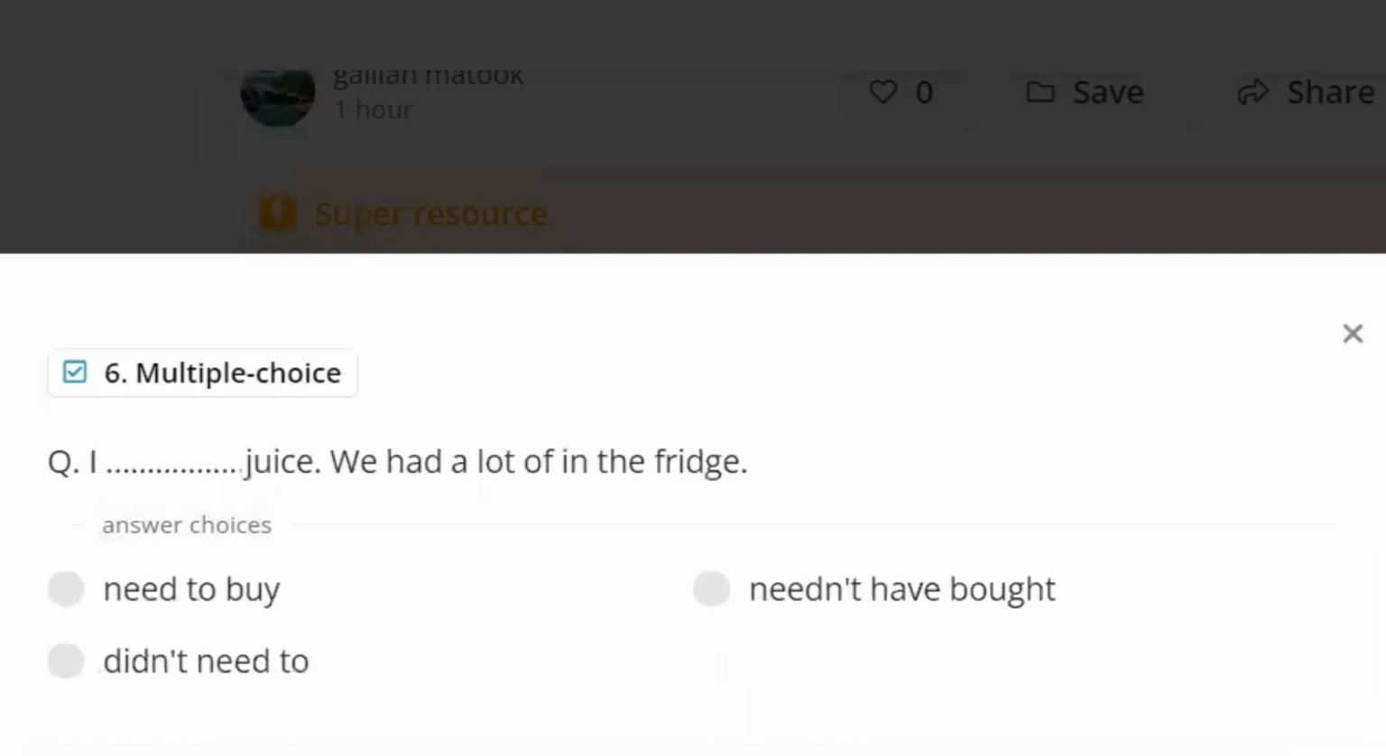Another one. Juice. We had a lot in the fridge. I need to buy. Didn't need to buy. And needn't have bought. We have a lot in the fridge. So I didn't buy. So I didn't need to or needn't have bought. Remember, this sentence is in the past simple. So what is the correct answer here? Yes, I needn't have. And remember, my friends, I said, needn't have bought means what? I bought, but I didn't need to buy. I did the action, but I shouldn't have done it.